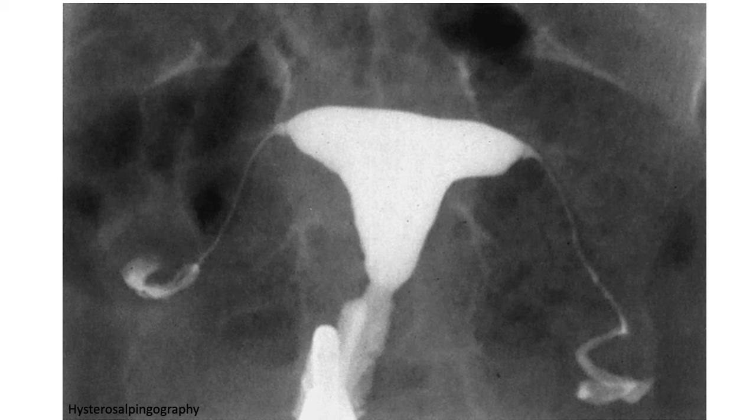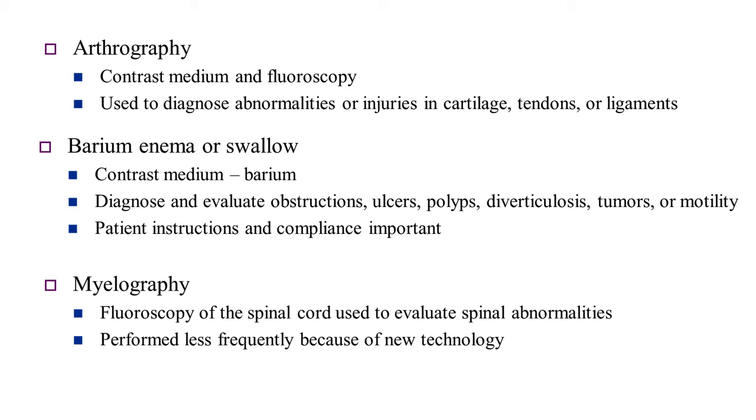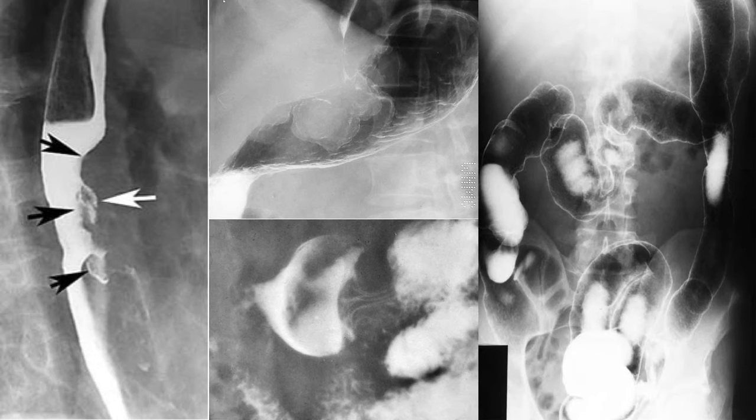In the middle you can see the uterus, and then in the lateral the fallopian tubes. Okay, it's an example of hysterosalpingography. Now another studies we can do on the fluoroscopy is arthrography, and also barium enema, barium swallow, myelography, and many more studies. This is an example of barium swallow.